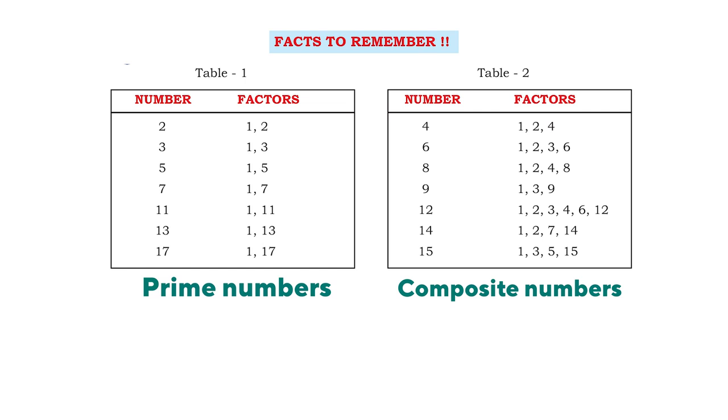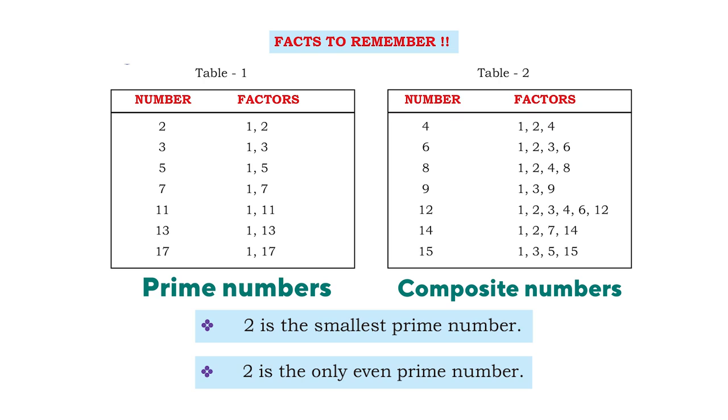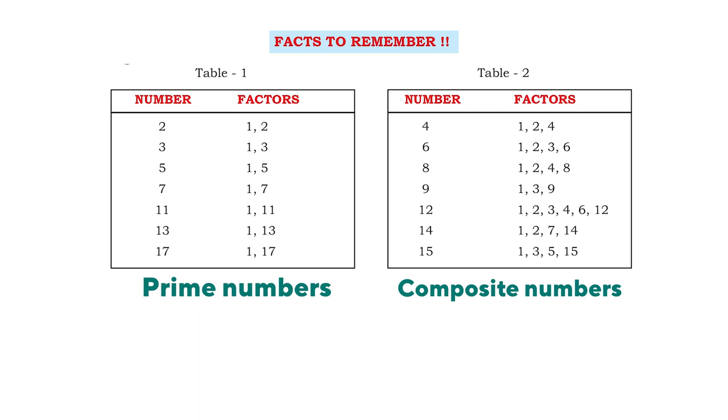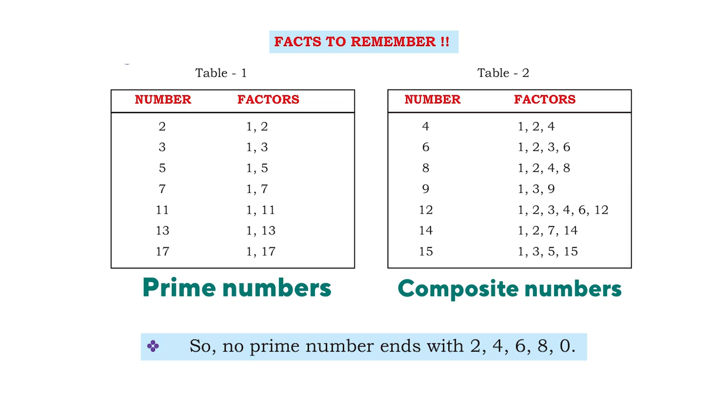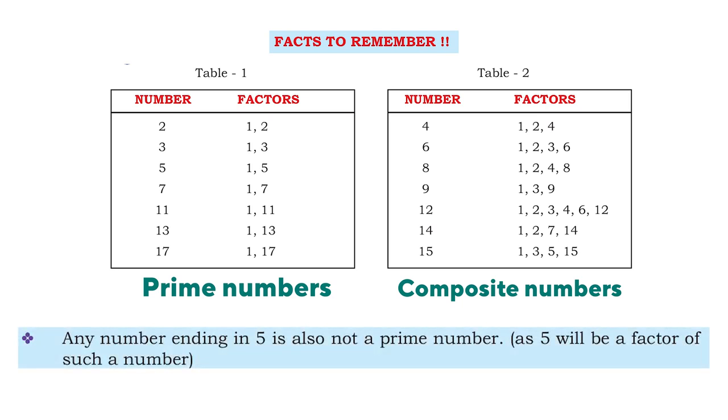You will see that the smallest prime number is 2. 2 is also the only even prime number. Look at table 1, which has all the prime numbers. 2, 3, 5, 7, 11 and so on. Only 2 is the even prime number. You also notice that no prime number ends with 2, 4, 6, 8 and 0. Another fact is, any number ending in 5 is also not a prime number. That's because 5 will be a factor of such a number.